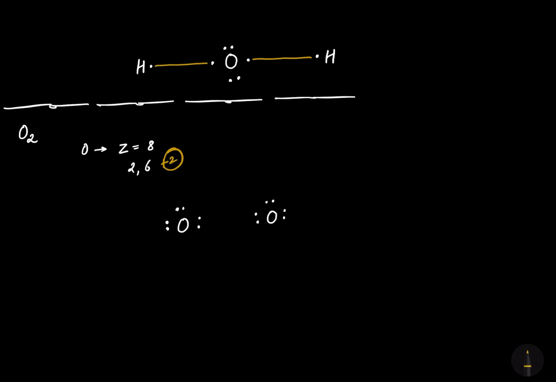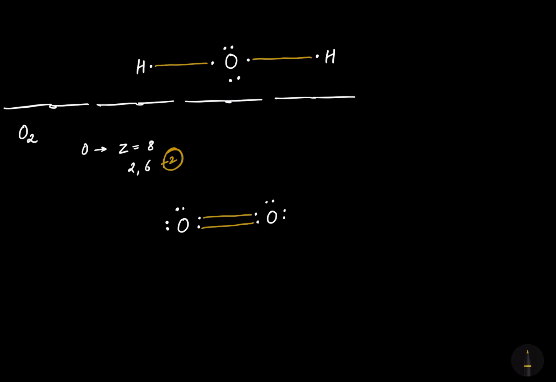So that means both the oxygens will share 2 electrons with each other, because 6 are there in the outermost shell. So both oxygens will share two electrons with each other. That means they will form two covalent bonds. That's my first covalent bond. That's my second covalent bond.